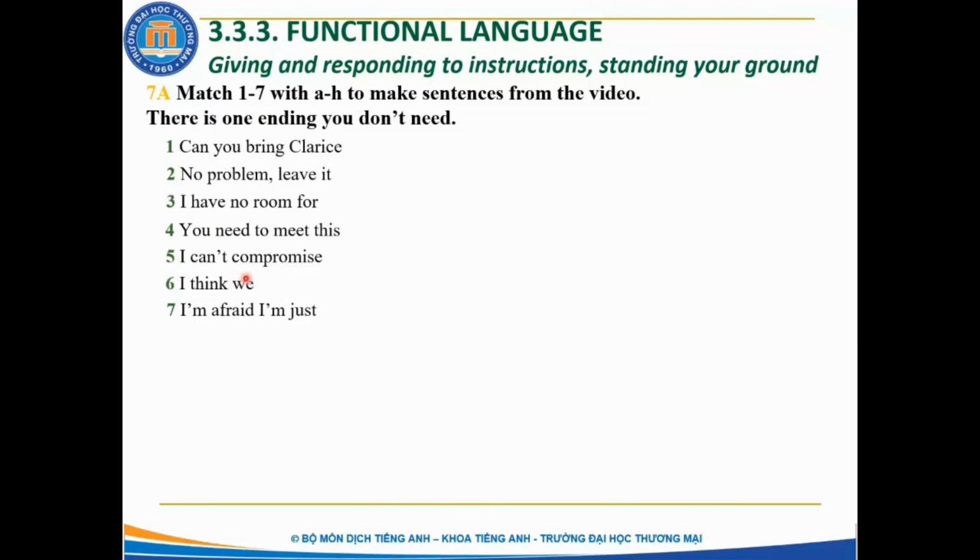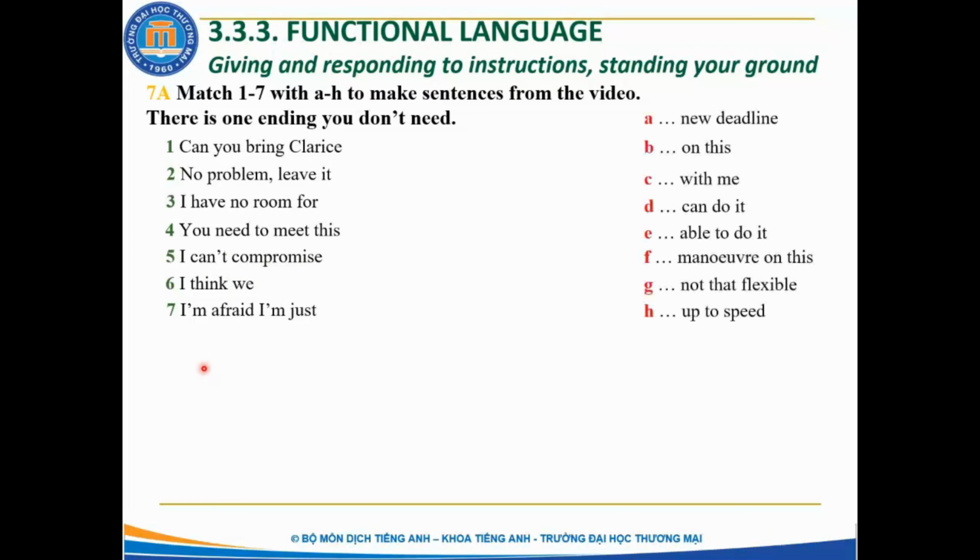So here we have the word compromise. So what does this mean? Có nghĩa là thỏa hiệp, right? Compromise. And please have a look through A to H. So is there a new word for you? We have the word maneuver. Maneuver. So in this case, maneuver means adjustment, có nghĩa là sự điều chỉnh, sự thay đổi.